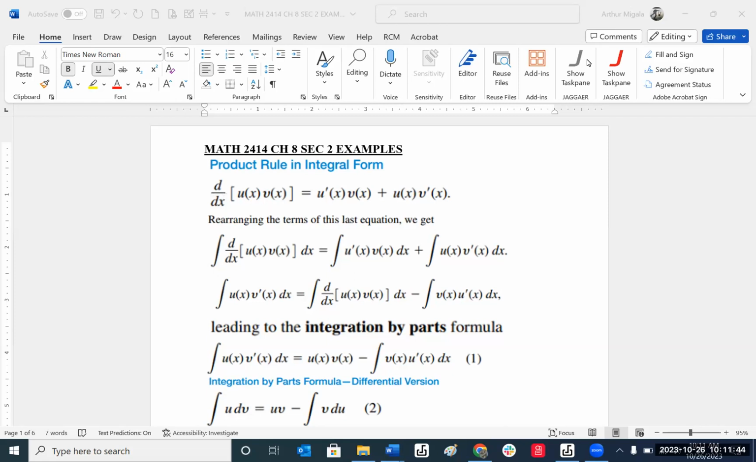Chapter 8, section 3, trig integrals. All right, so looking at these, what we're going to be looking at are how do we derive and how do we solve integration with respect to trigonometric identities.